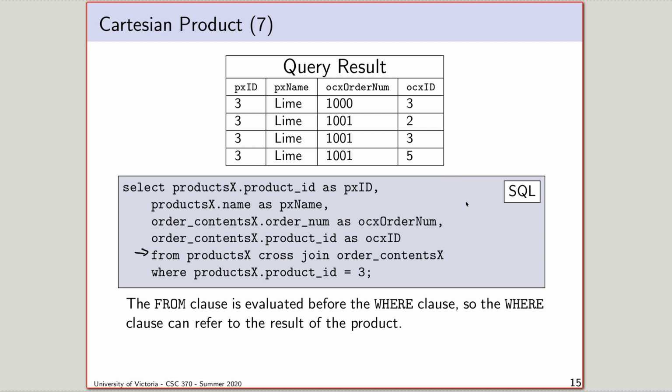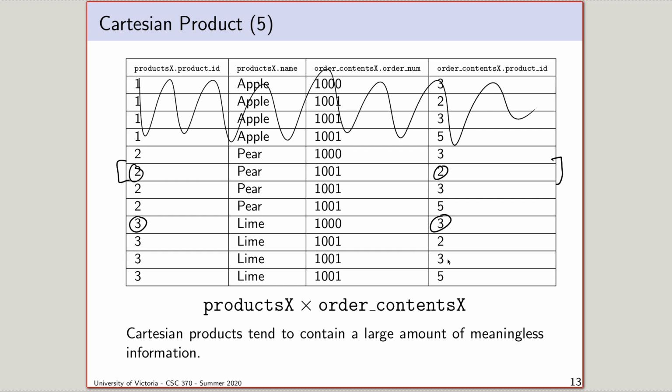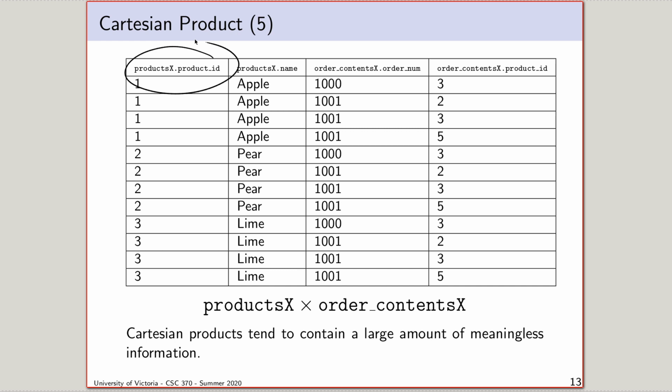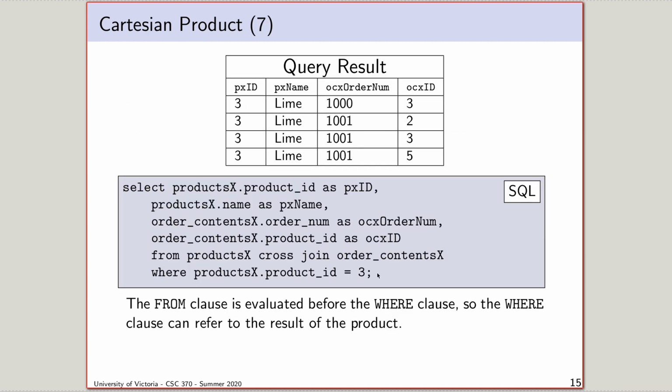So just to be clear for the time being, before we see the other clauses, we evaluate from before we evaluate where. And that means that in your where clause, you can add conditions that relate to the result of the from clause, which is, in this case, that cross join. And so I'm allowed to search the result that I had earlier by my product ID. I'm actually going to search by this one, productx.productID. And we can see I do that there.